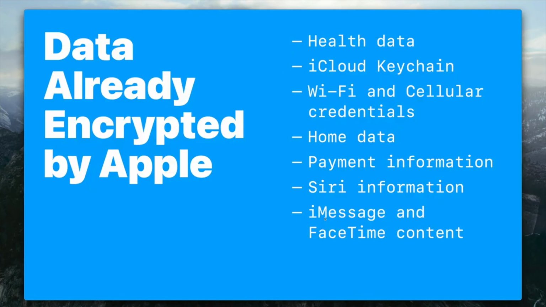First, what's already encrypted by Apple? Actually, there's quite a bit. Wi-Fi and cellular credentials, home data, payment information, Siri, and iMessage and FaceTime content. So you've already got a lot encrypted. Indeed, the iMessage stuff gets Apple in hot water every once in a while when law enforcement tries to read an end-to-end encrypted message and Apple tells them they can't help them out.